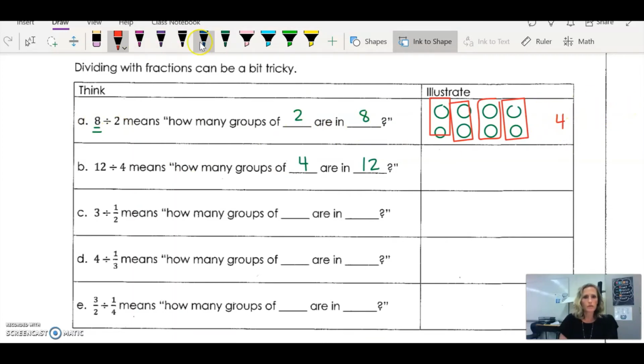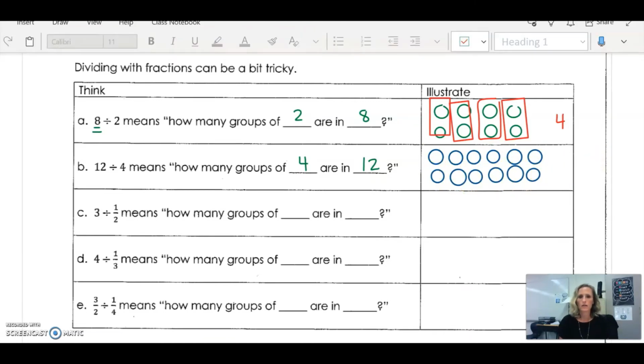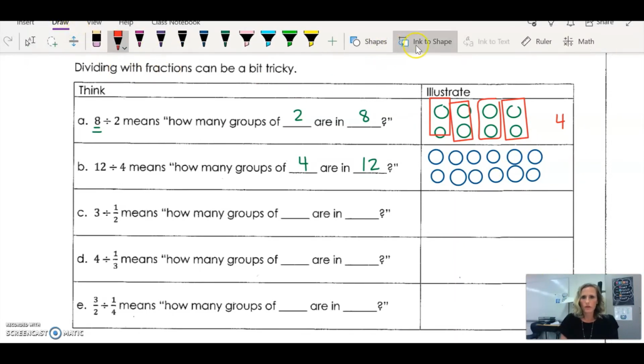Now let's do 12. So now I need 12: 1, 2, 3, 4, 5, 6, 7, 8, 9, 10, 11, 12. So we started with 12, and we want to know how many groups of 4 are in 12. So we'll try that again. Here's a group of 4. Here's another group of 4. And here's a third. So there are 3 groups of 4 in 12.